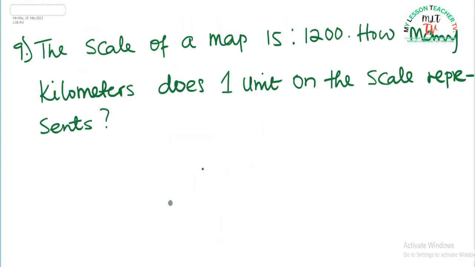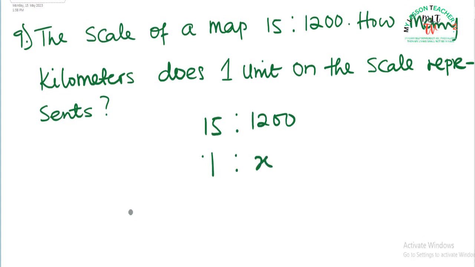Question 9 says, the scale of a map is 15 to 1200. How many kilometers does 1 unit on the scale represent? Okay, this is a continuation of question 8 we just solved, that if the scale is 15 to 1200 units, that is to say 15 cm on the map represents 1200 units on the ground. Now they're asking us how many kilometers does 1 unit on the scale represent. That is to say 1 unit will be equal to x. You can use proportionality, you cross multiply.